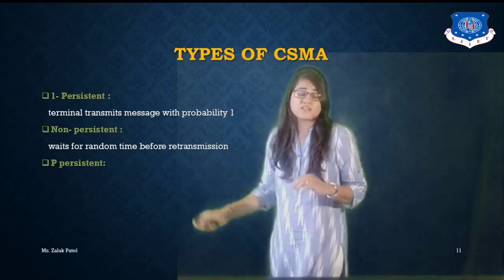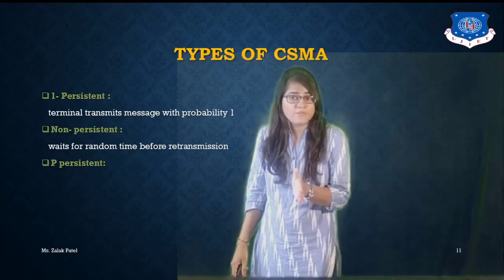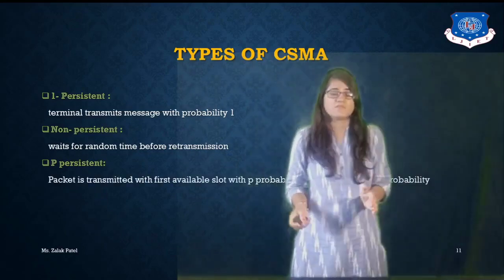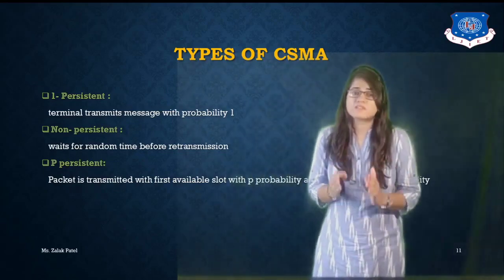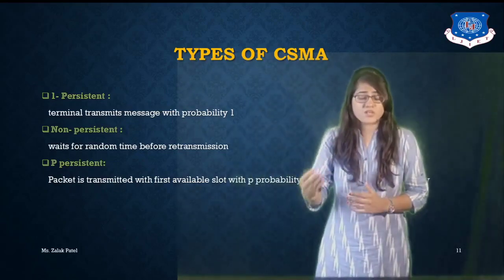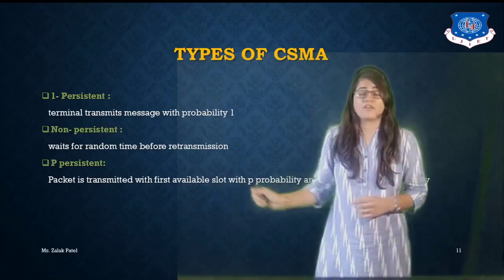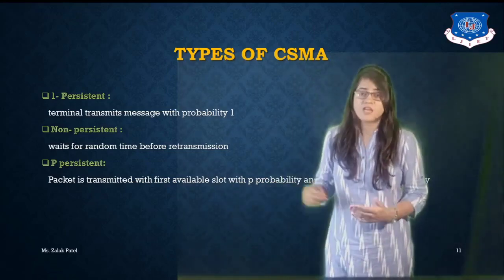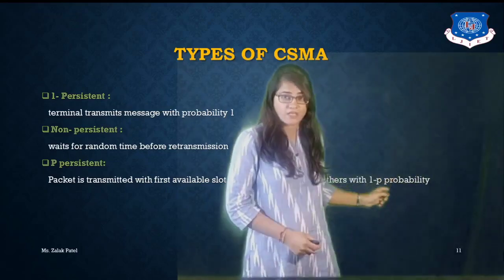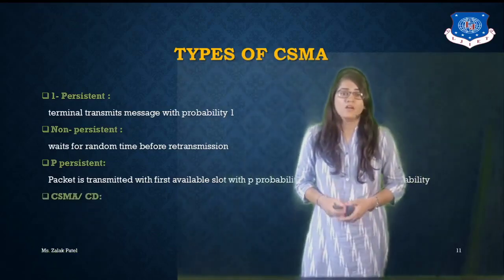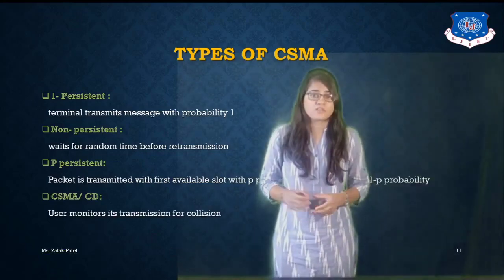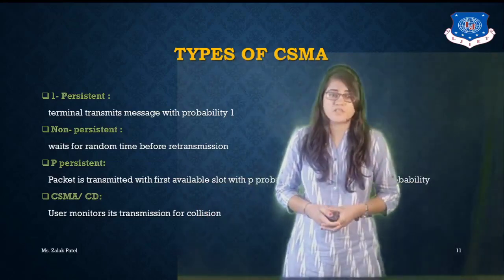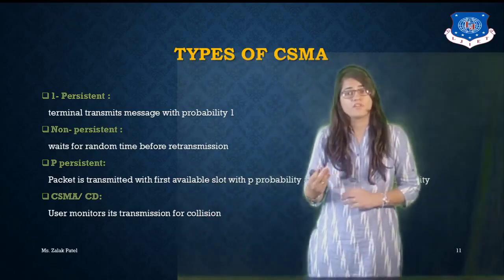In the case of P persistence, the packet is transmitted with probability P, and the other packets are transmitted with probability 1 minus P. So here the first packet is transmitted in the first available slot with probability P, and the other packets should be transmitted with probability 1 minus P. Next one is CSMA-CD. The user monitors the transmission for collision, and if a collision occurs, then it will retransmit on that particular channel.